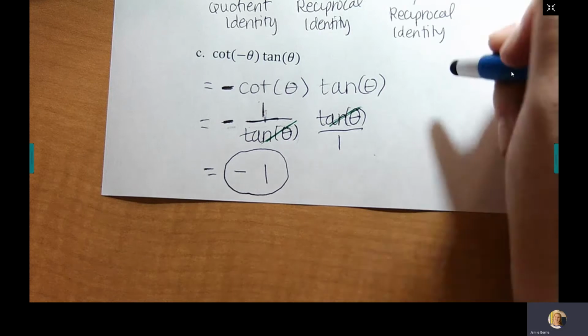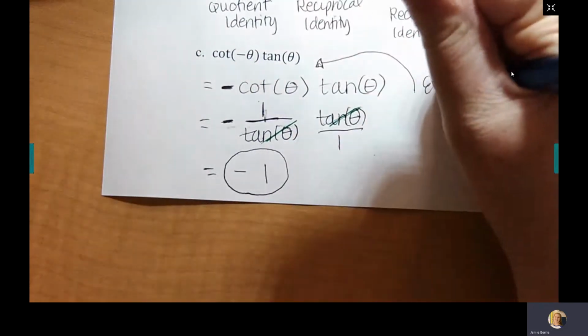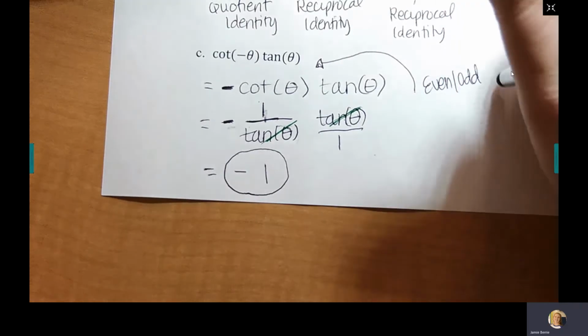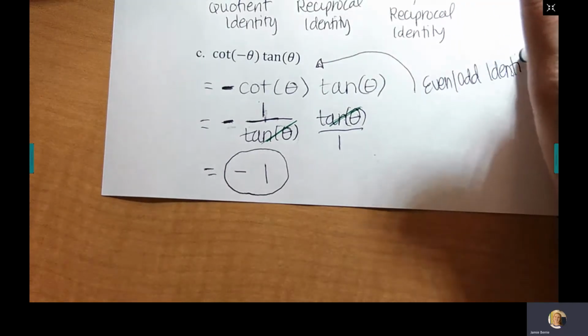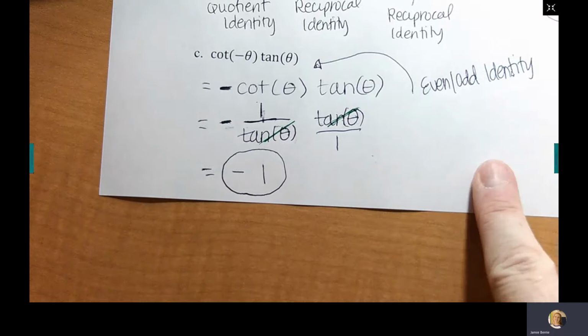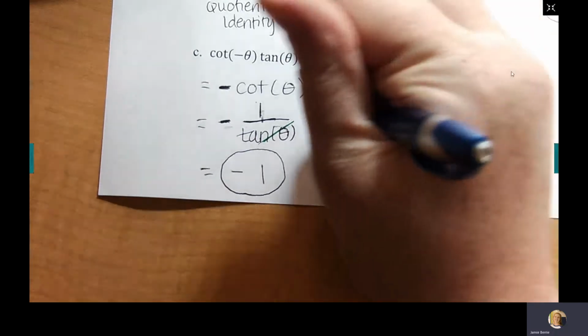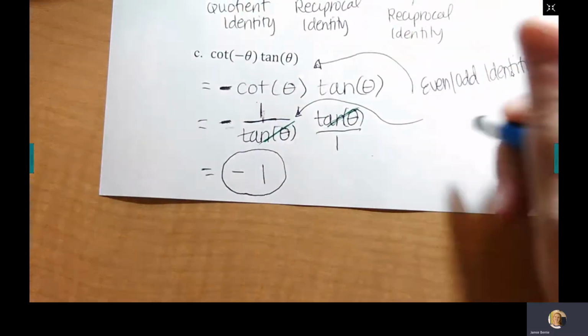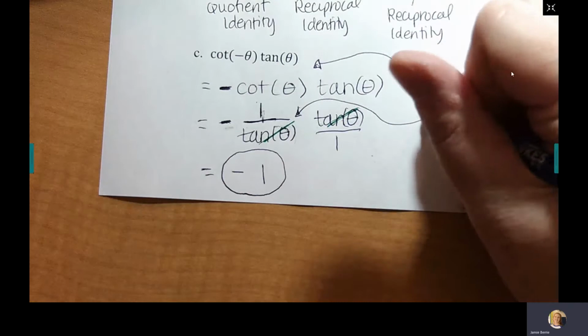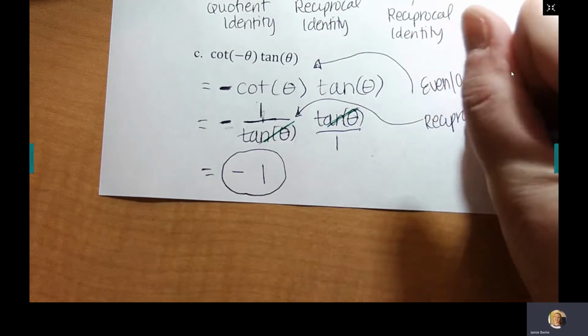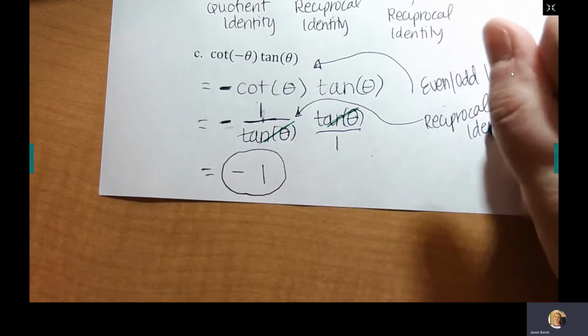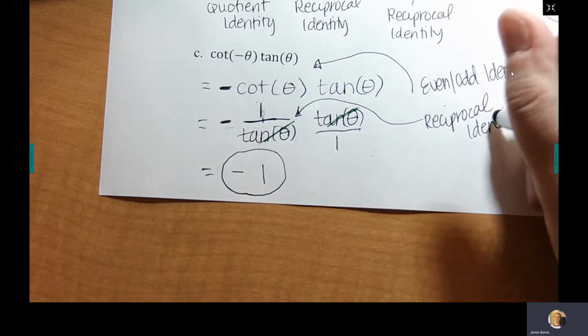All right, so that's right here. We used an even-odd identity. And again, you don't have to do this part where I'm writing out which one I used. You don't have to write that down on the test or anything like that. This is just, if you look back at this later, I want you to know where each part came from. And then we have a reciprocal identity.